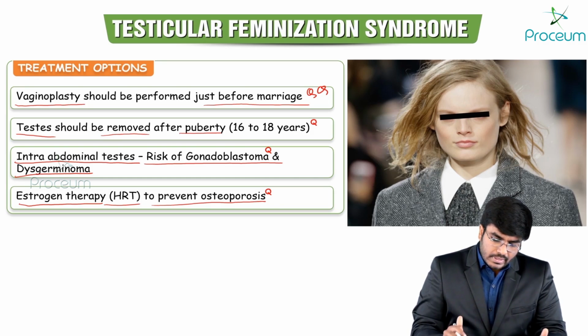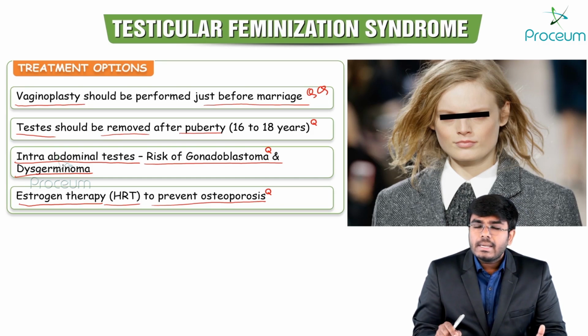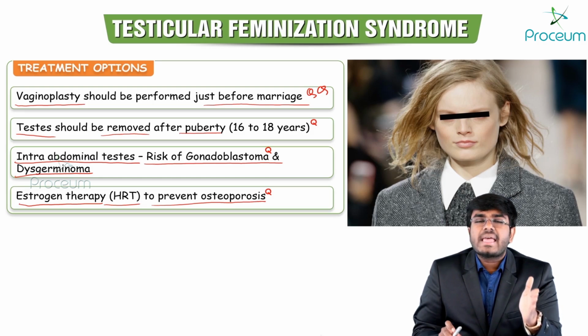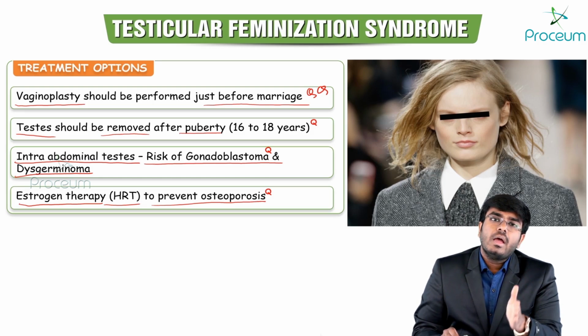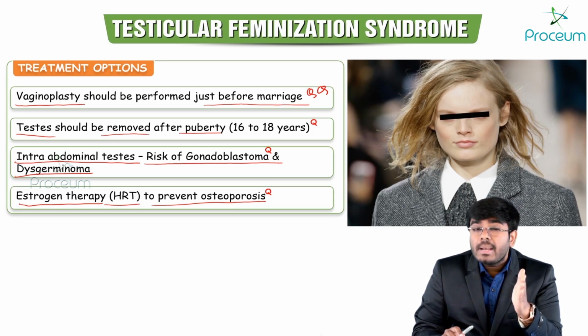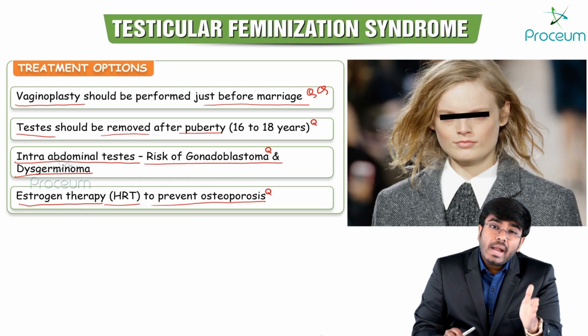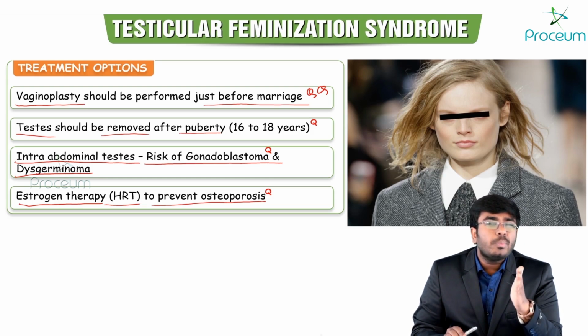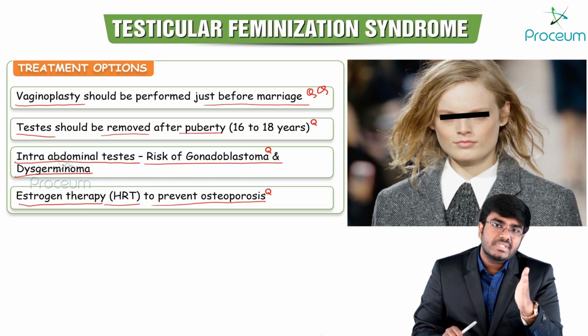Okay. Now, guys, important points: the female with testicular feminization syndrome is actually a male. A female with testicular feminization syndrome will have normal breast development, but the secondary sexual characters like axillary hair development and pubic hair development are absent.